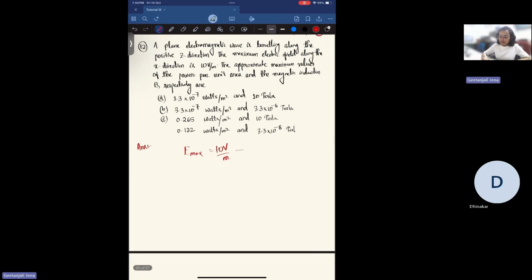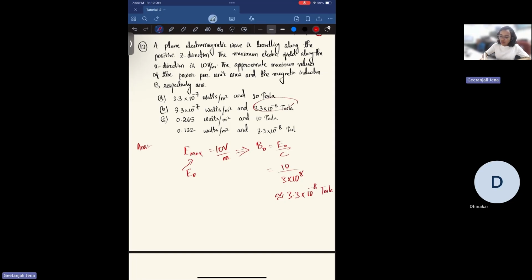So in vacuum, this is E max, nothing but the maximum value of E, which is the amplitude of electric field, which is E0. So B0 is related to E0 by E0 by C. E0 is given 10 and C is 3 into 10 to the power 8. And this will give 3.3 into 10 to the minus 8.